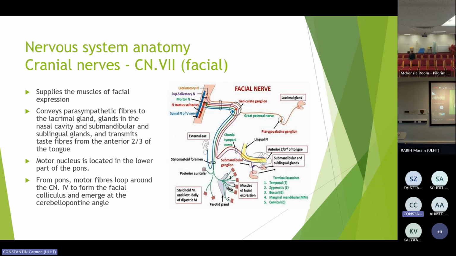The seventh cranial nerve, facial, supplies the muscles of facial expression. It conveys the parasympathetic fibers to the lacrimal gland, glands of the nasal cavity, submandibular, and sublingual glands, and it transmits the taste fibers from the anterior two-thirds of the tongue. The motor nucleus is located in the lower part of the pons, and from the pons, the motor fibers loop around the cranial nerve six, abducens, and this is how it forms the facial colliculus.